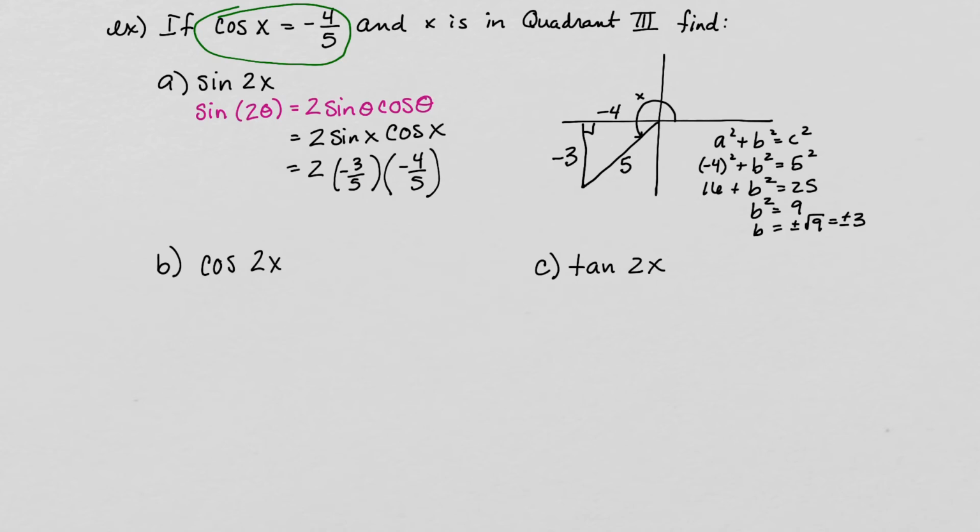So if I multiply these all together, remember you can think of this as 2 over 1. On the top I have 2 times negative 3, which is negative 6. Negative 6 times negative 4 is a positive 24. And on the bottom I have 1 times 5 is 5. 5 times 5 is 25. So my final answer for the sine of 2x is 24 over 25. Questions?